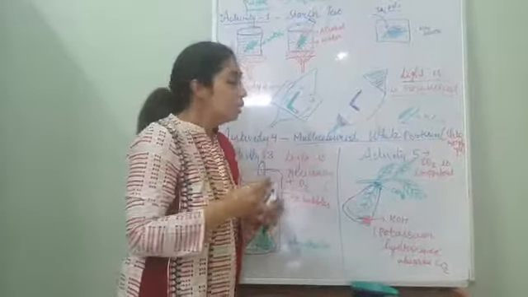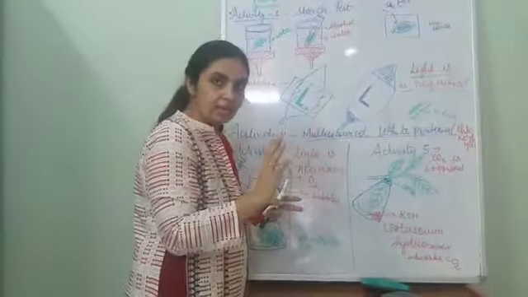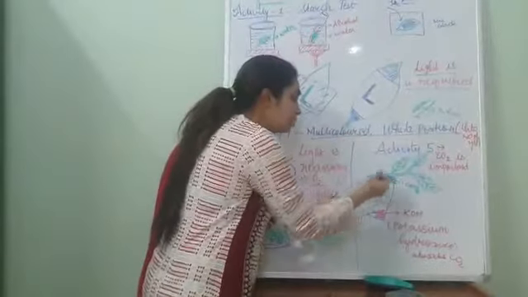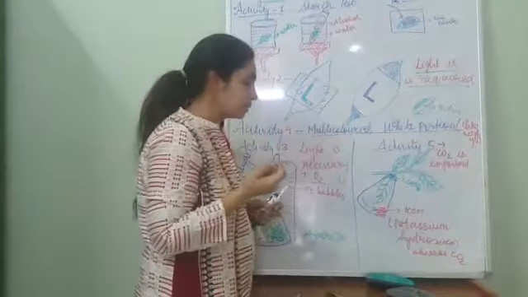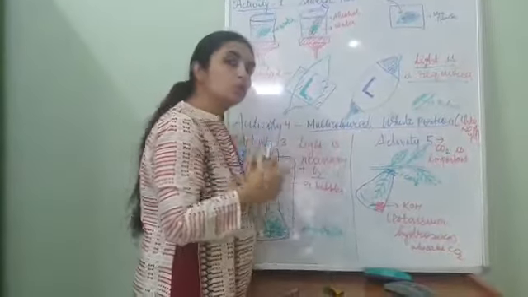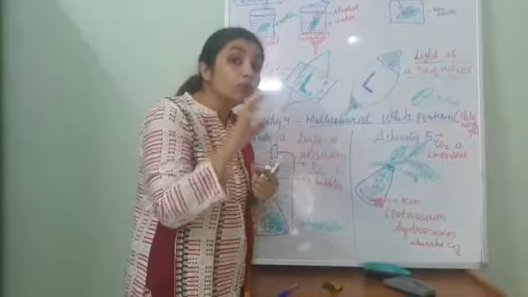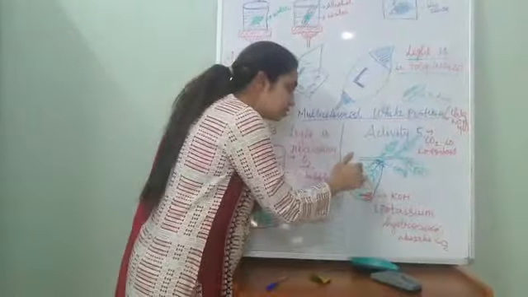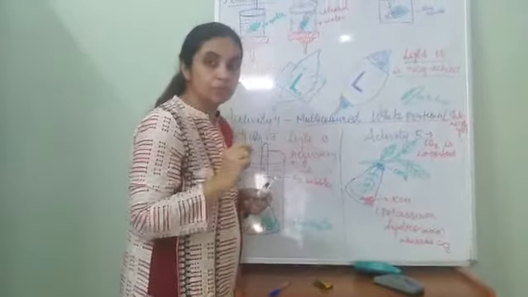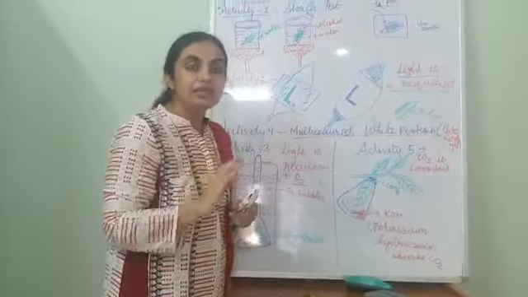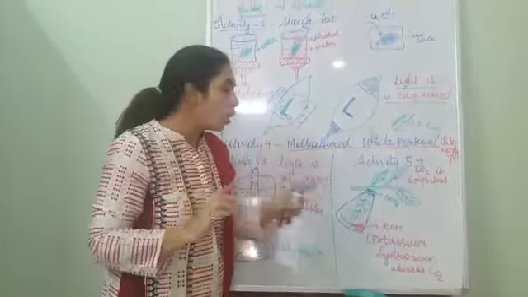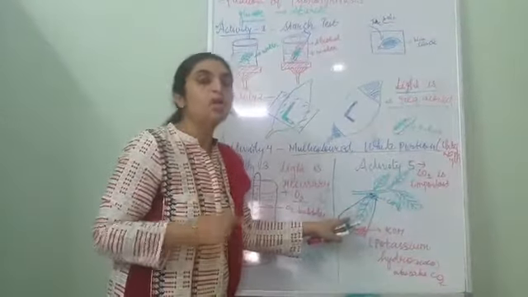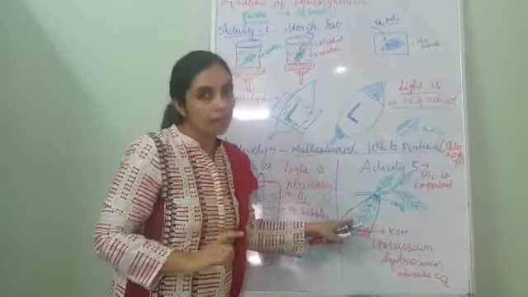So after 4 to 6 hours in the sunlight, we will take this leaf for the starch test, because the starch test is going to show us whether photosynthesis has happened or not. When we test it with the help of iodine solution for starch, the leaf will not give the starch test, because in the absence of CO2, photosynthesis has not happened.